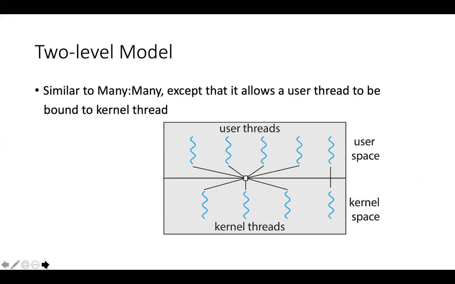And then we have the two-level model, which is similar to the many-to-many, only that it allows a user thread to be bound to a particular kernel thread. So in the two-level model, you have a user thread bound to a kernel thread, just like the one-to-one. But you have so many of them, and each is bound to a particular kernel thread.